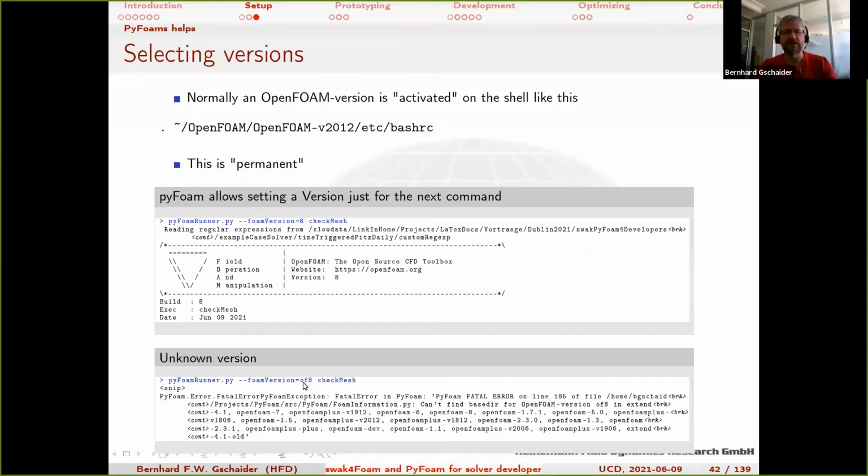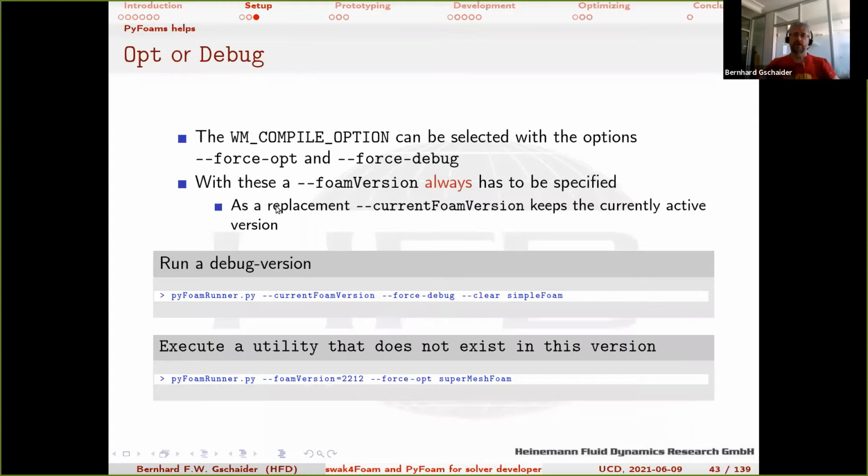If you specify an unknown version, then PyFoam will give you this error message with all the OpenFOAM versions that it found that it can switch to. And basically what this does in the background is it does the switching as above, but it just does it during the execution of the program. And then when the PyFoam runner utility ended, you get your old version back.